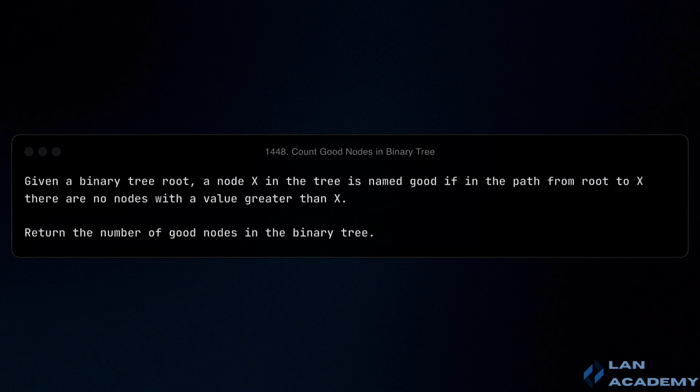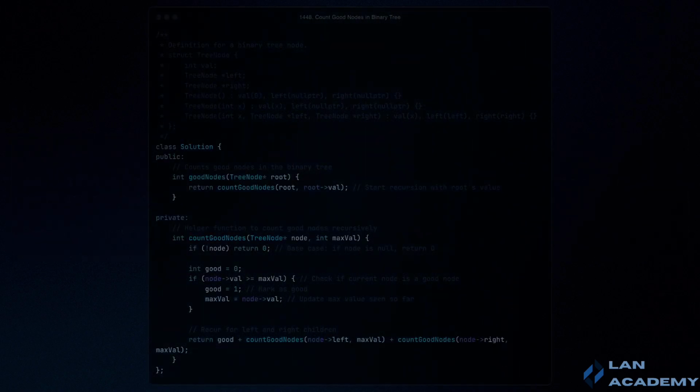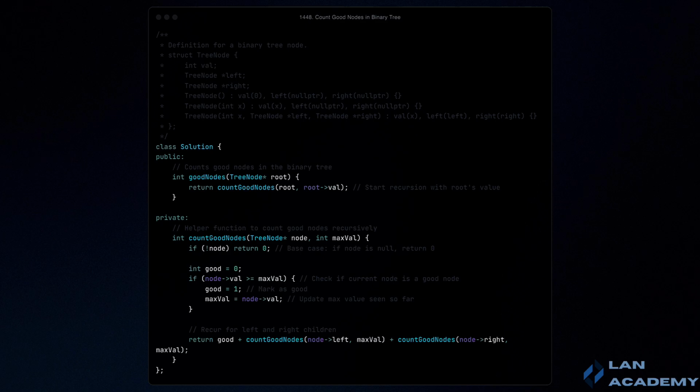to that particular node. To solve this, we need to traverse the tree and check each node to see if it's good. During the traversal, we keep updating the maximum value encountered so far. This allows us to determine if the current node is good by comparing its value with the maximum value seen on the path from the root. We use a recursive approach to handle this traversal effectively.